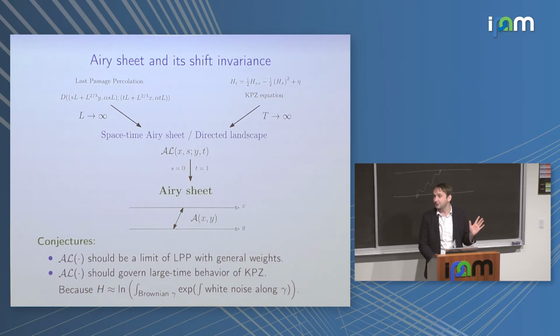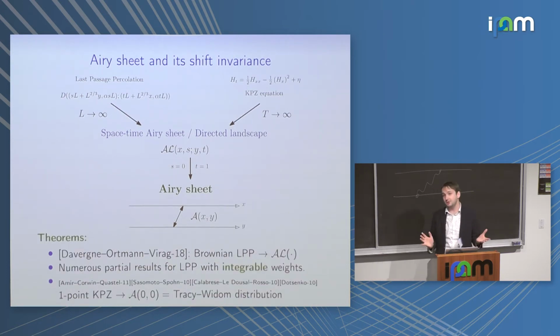It's not rigorously known at this point, but what is rigorously known is that for Brownian last passage percolation, there is a theorem from 2 years ago that indeed it converges to this object, and at least this shows that this object is not something pathological, that it exists in a sense. And there are various other numerous results where you don't know how to prove the convergence to the entire object, but maybe to some marginals of it.